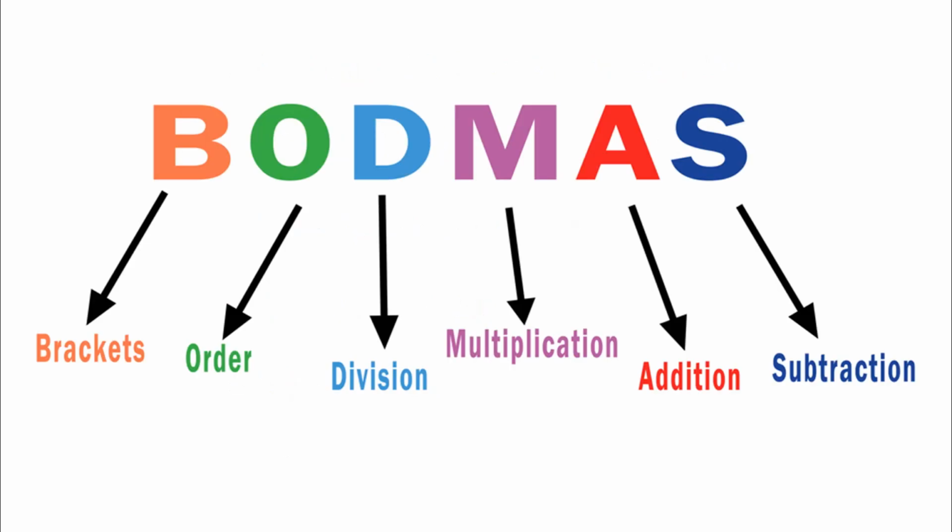Some people say BIDMAS because instead of orders, they use the word indices. Some people say PEMDAS because instead of brackets, they say parentheses. And of course, the multiplication and division, it doesn't matter which one goes first. We're just going left to right. So you can call it different things, but so long as you know how to do it, you know how to do the correct order of operations.